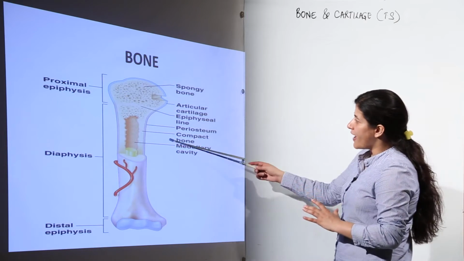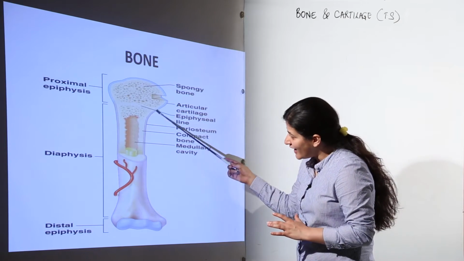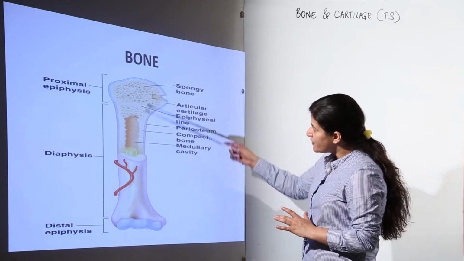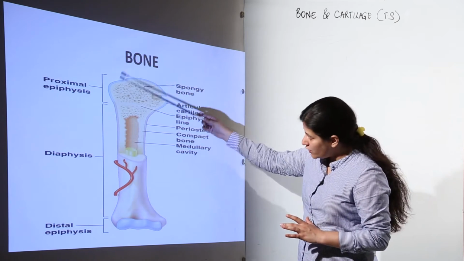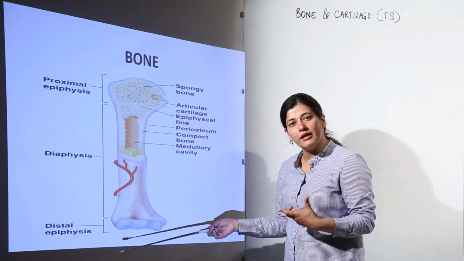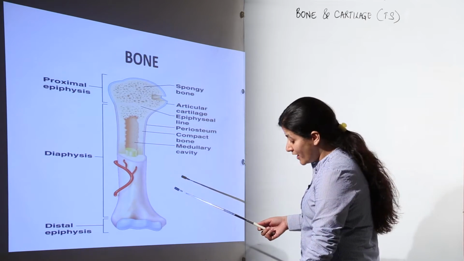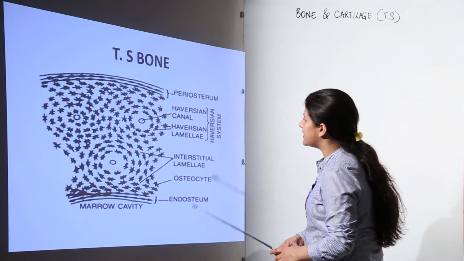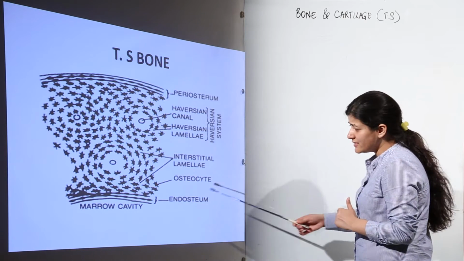Now this is compact bone, there is a periosteum that lines the compact bone, there is spongy bone at the end, and you would come across the term epiphysis or epiphyseal plate, so you can very well relate that it is part of the bone. Let us talk about the transverse section, which is part of our syllabus.